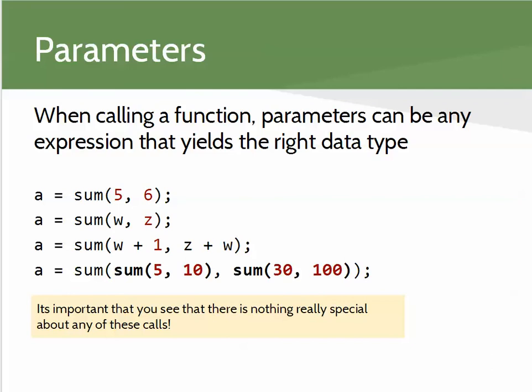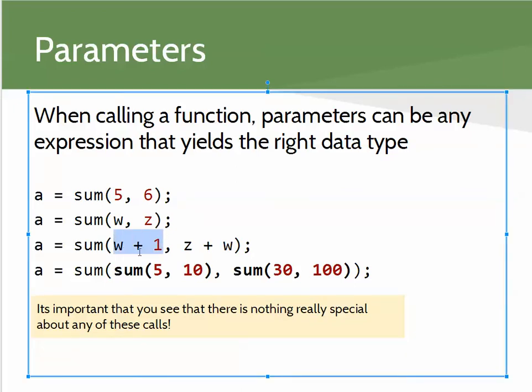So when we call a function, we've already sort of talked about this to some extent. Parameters can be any expression that yields the right data type. So we've seen plenty of examples with integers being passed into sum. Of course, if I had variables called w and z, I could pass those in as well. That's no problem. The value of w would be copied into the value of the first parameter, x, in sum. Sum called with an expression like w plus 1, or z plus w, again, the same thing would happen. This would be evaluated, whatever that variable and that mathematical expression evaluated to, that number would get copied in.